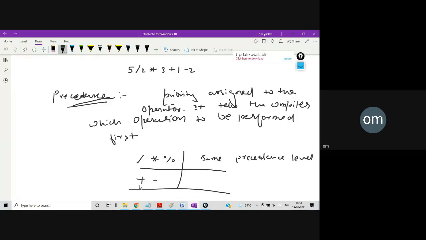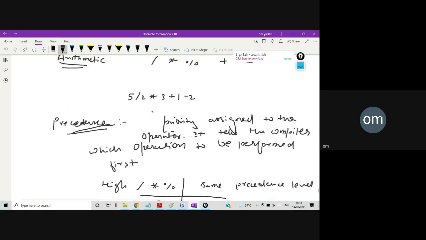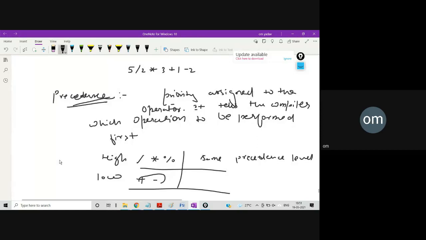Okay, they both are of same precedence level. So this is having the high precedence, and this is having the low precedence. Division, multiplication, mod, they are having the same precedence, and plus and minus, they are having the same precedence, but plus and minus are having lower precedence than division, multiplication, and mod. So what will happen if in an expression two operators of the same precedence level appear? Then which operation is to be performed first?